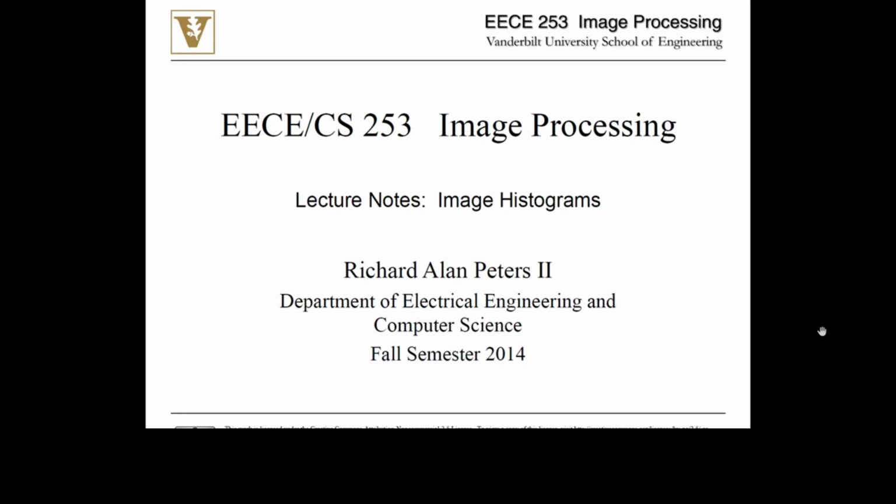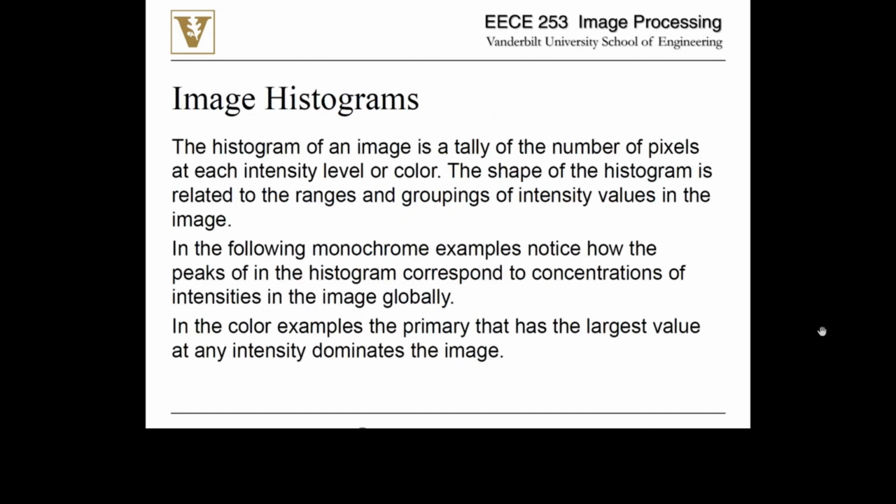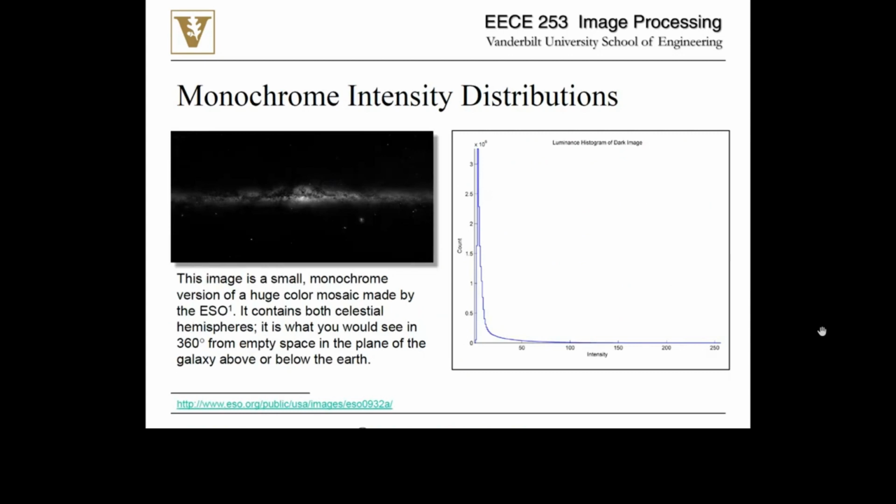Okay, so let's start with the next lecture, which is about image histograms. An image histogram is a count of how many pixels have a particular value. So let's see some examples, I think it is easier. Let's say that we have this image and we count how many pixels. Let's start with monochrome images.